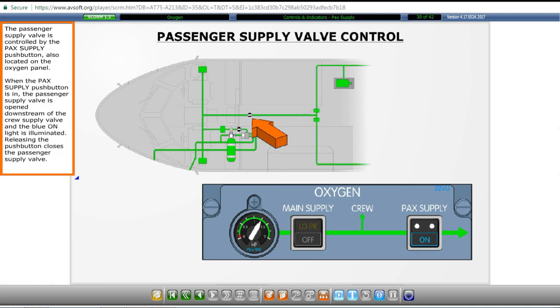The passenger supply valve is controlled by the passenger supply push button, also located on the oxygen panel. When the passenger supply push button is in, the passenger supply valve is opened downstream of the crew supply valve and the blue on light is illuminated. Releasing the push button closes the passenger supply valve.